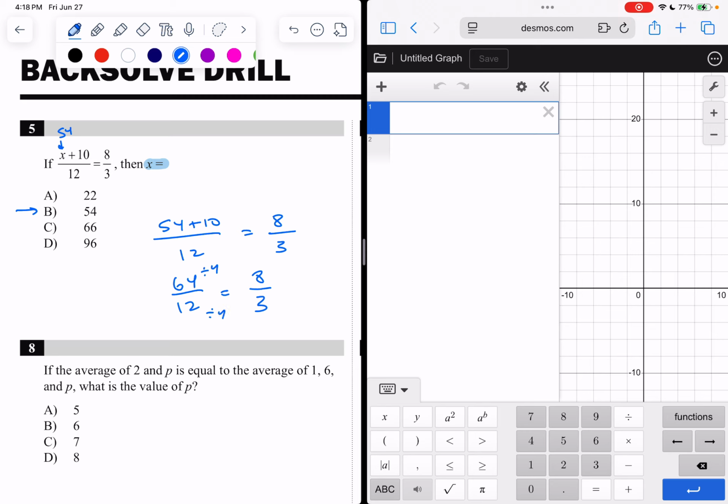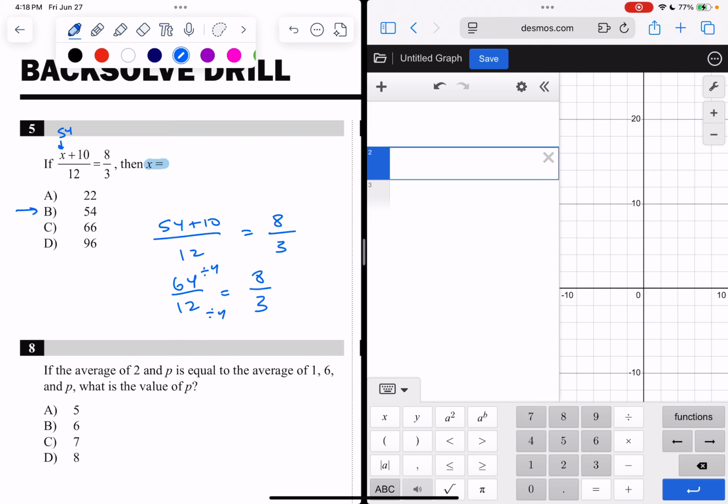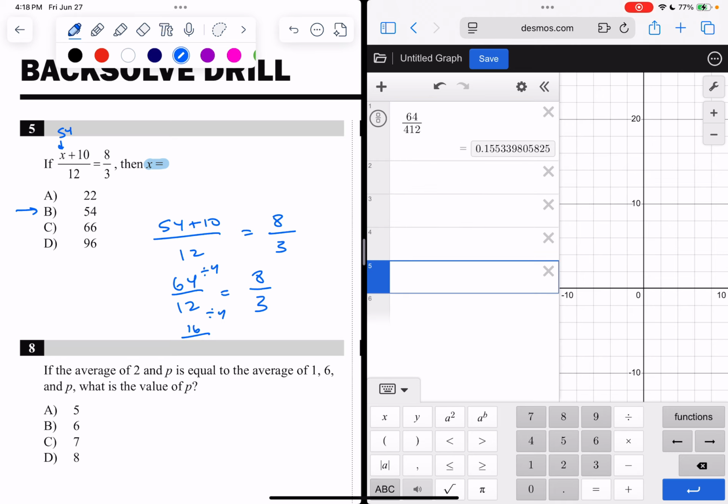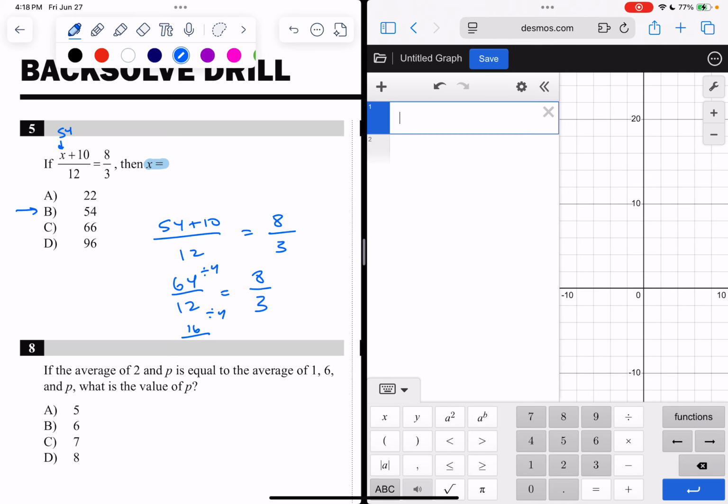So that would be 64 divided by 4. Well, that gives me 16, so that'll be 16 in the numerator. And 12 divided by 4 gives us 3. So 16 over 3, is that the same as 8 over 3? No, and tell me, is it too big or too small? Well, 16 over 3 is more than 8 over 3, so that's probably going to be too big.